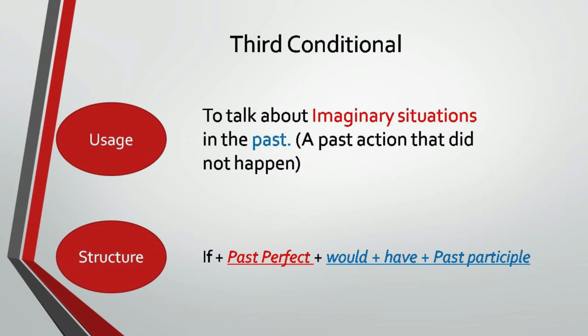Now we will see the third conditional sentence. The usage is to talk about imaginary situations in the past, a past action that did not happen. Again, in the second conditional, we have talked about imaginary situations in the present or the future, but here we are using the past action. So we can say for unfulfilled actions, we can use the third conditional. To form the third conditional, we have to use the word if plus past perfect, and for the main clause we can use would plus have plus past participle.